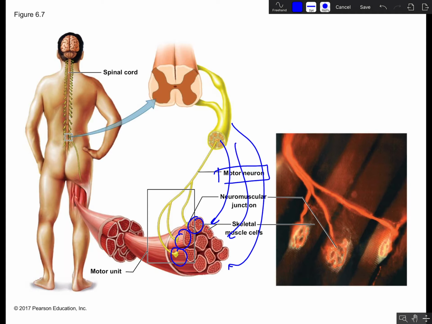Now, there's a term called a muscle twitch. And this is a single stimulus. This is not something that you would see, like when you think about someone doing a twitch.